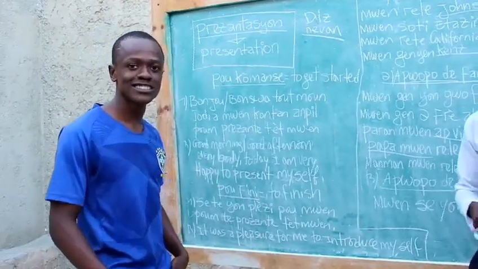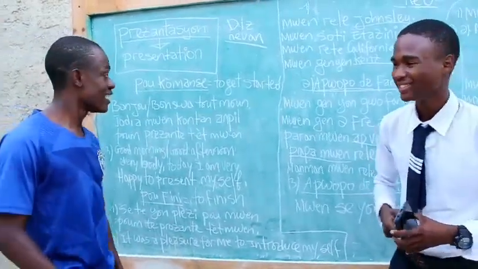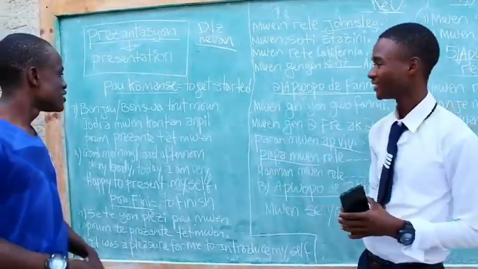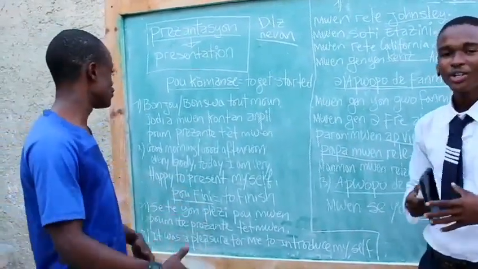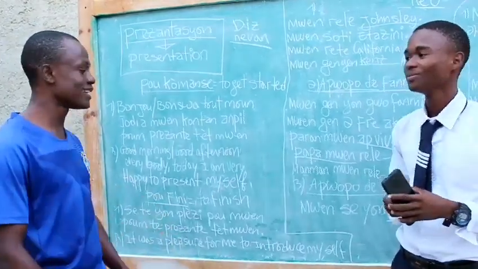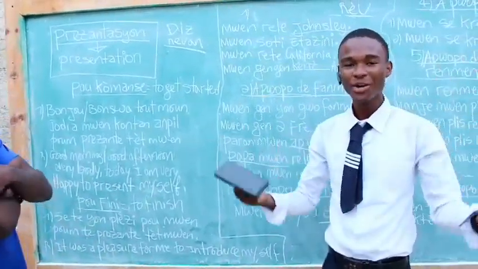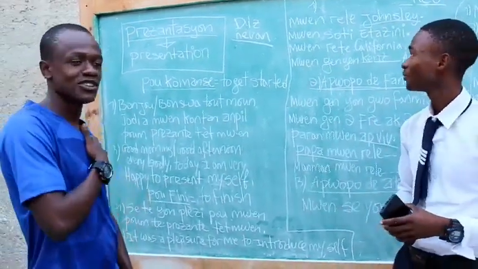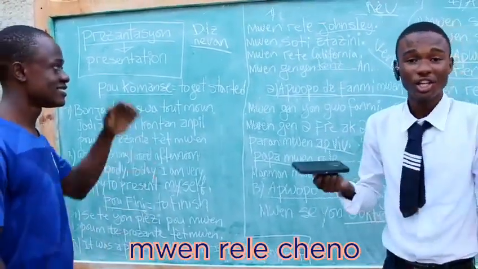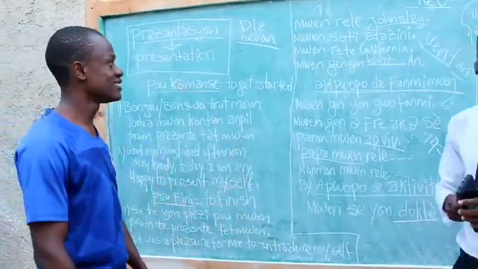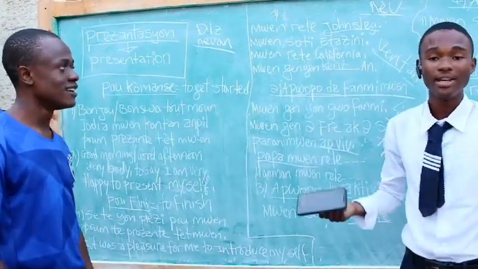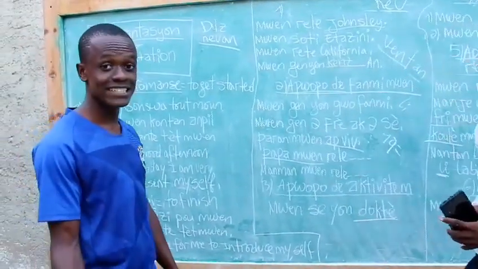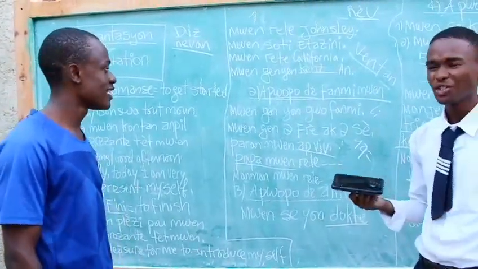Bonjour tout le monde. Good morning, everybody. Bonsoir tout le monde. Good afternoon, everybody. Je dis à moi content en pile pour me présenter tête moi. Today I am very happy to introduce myself. Moi c'est Chino. My name is Chino. Moi c'est États-Unis. I come from the United States. Moi j'habite California. I live in California. Moi j'ai 15 ans. I am 15 years old.